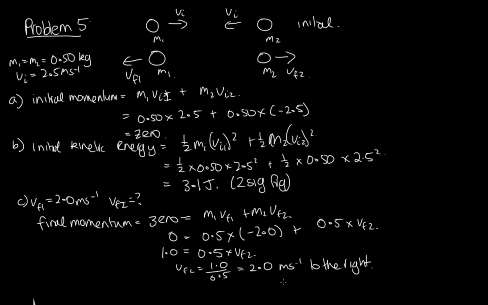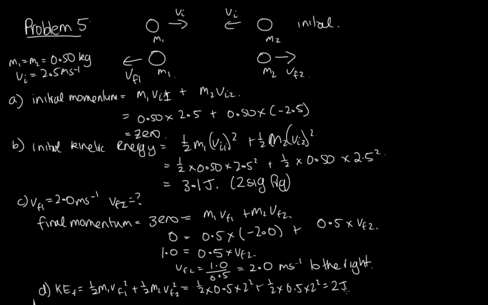And then part D says, is the kinetic energy conserved in this collision? Well, to answer that, we'll need to work out what the kinetic energy final is. So it's a half m1 v final 1 squared plus a half m2 v final 2 squared, and so that's a half times 0.5 times 2 squared plus a half times 0.5 times 2 squared, and so that is equal to 2 joules. And so it started with 3.1 joules, it ends up with 2 joules, so this tells us that kinetic energy is not conserved.